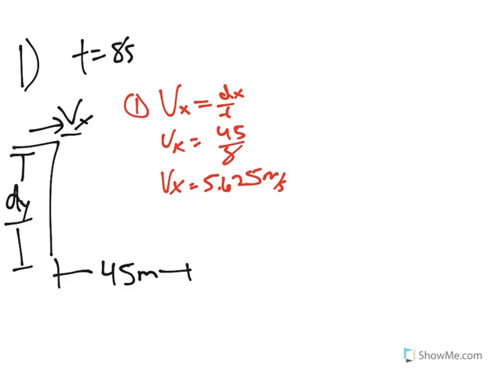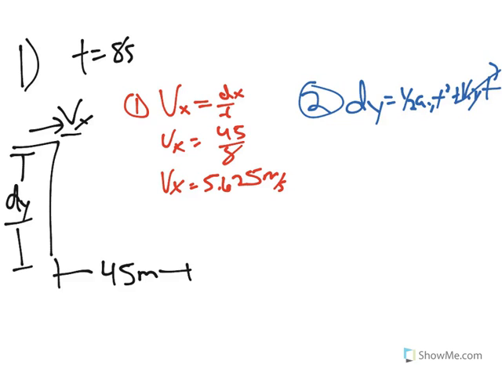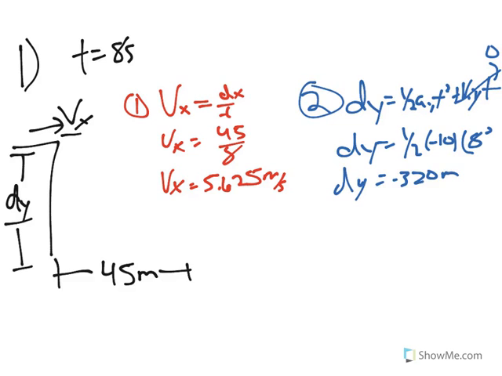The second question is how high is the bridge? Well, height is distance in the y, so dy is equal to 1/2 ay t squared plus viyt. And remember that if you kick something off horizontally, the initial velocity in the y is 0, so you're left with dy equals 1/2 times -10 times 8 squared, which should give you negative 320 meters, meaning that it fell 320 meters, so the height of the bridge is 320 meters.